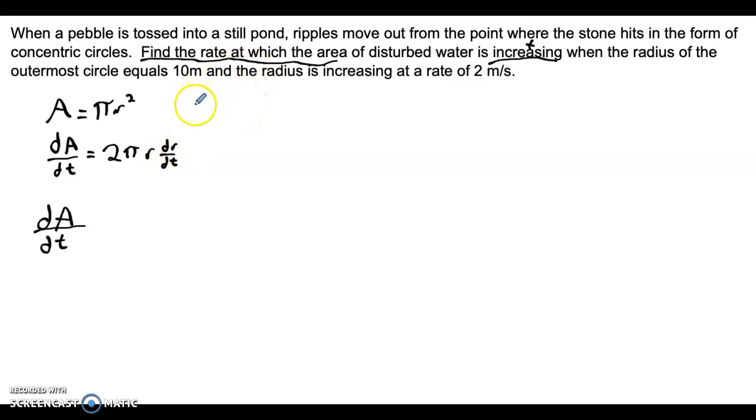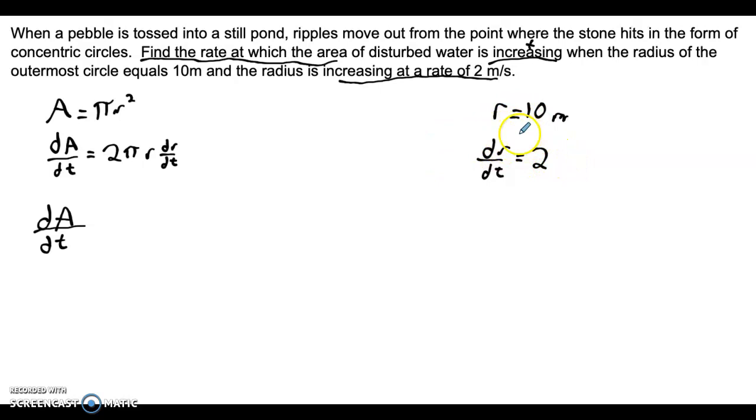Now, up in the problem, it says when the radius of the outermost circle equals 10. So that's the radius. Remember, we're talking about a derivative, an instantaneous rate of change. When that radius is 10 meters, that's our instant. And then it says the radius is increasing at a rate of 2 meters per second. So that is our change in radius, that's what the dr over dt is talking about. It's increasing, so it's positive 2 meters per second.